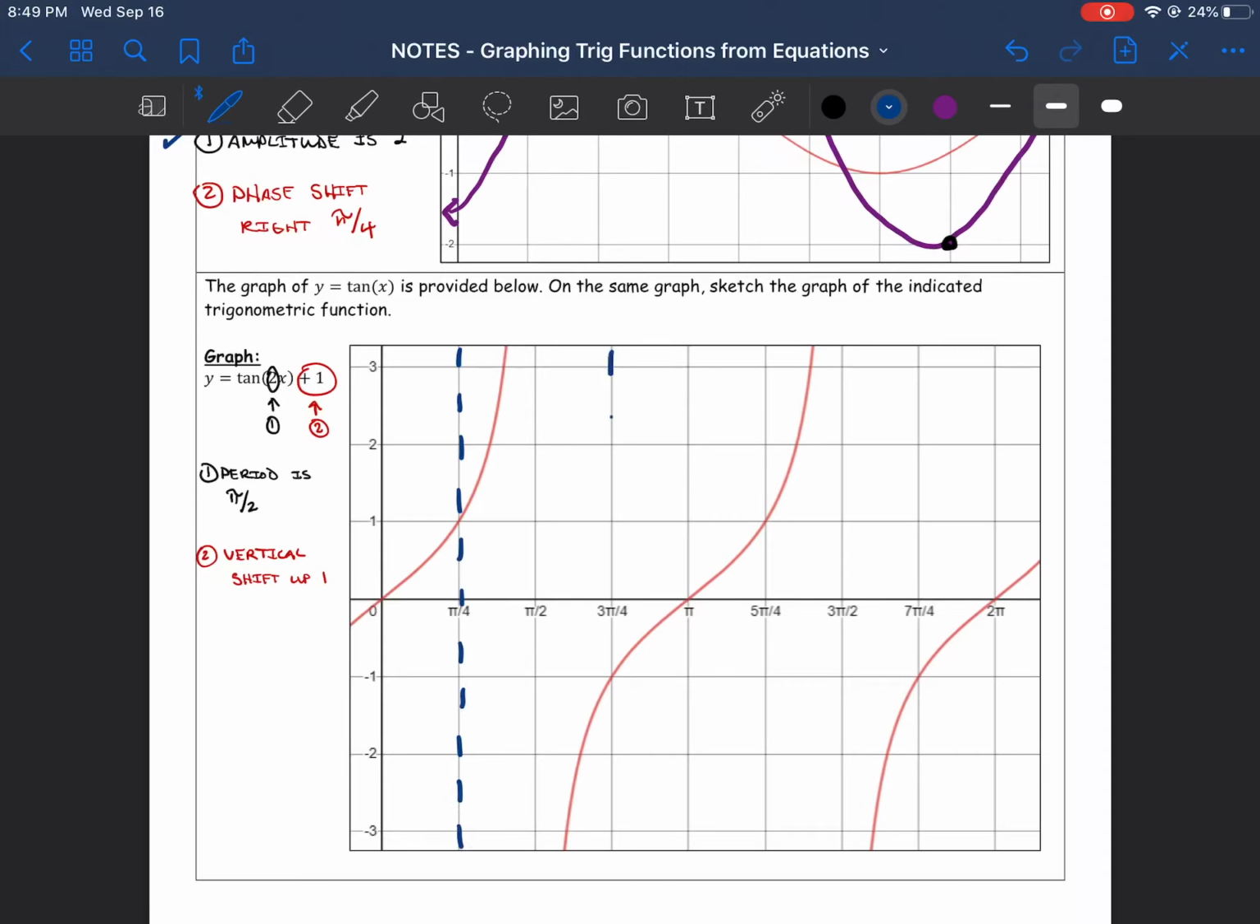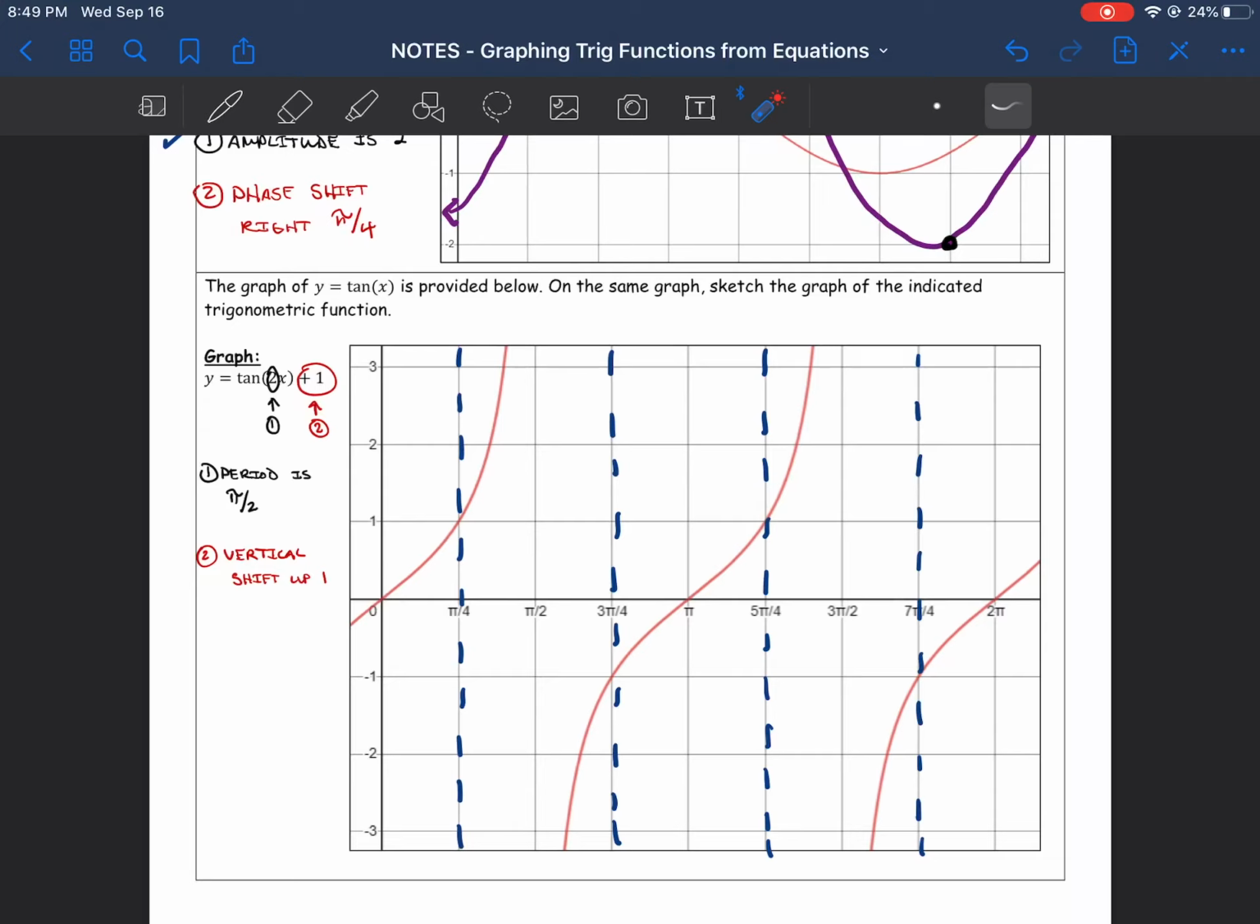We're going to have an asymptote at 3 pi over 4, an asymptote at 5 pi over 4, 7 pi over 4, so on and so forth. Okay. Now, if we think about the parent function of tangent, notice that we have a point here at 0, 0.